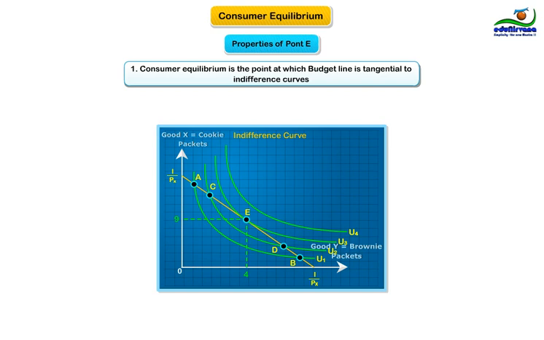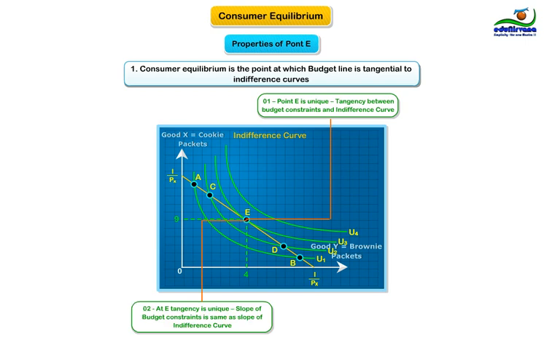Let's summarize. The combination of good X and good Y that corresponds with point E is unique. It represents a tangency between the budget constraint and the indifference curve. The tangency is unique because at this point, the slope of the budget constraint is the same as the slope of the indifference curve.